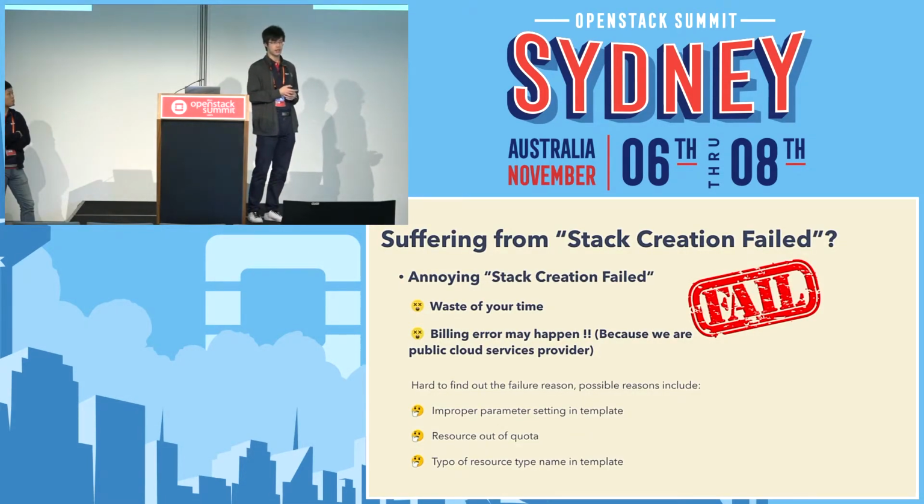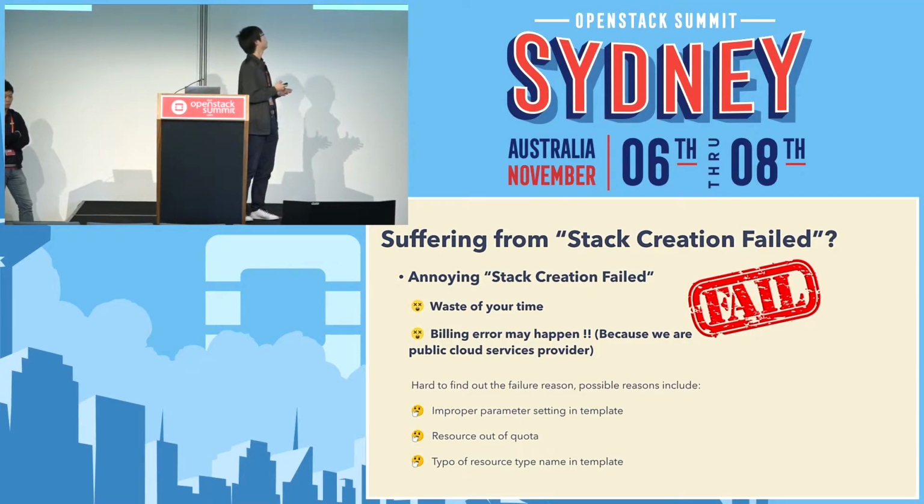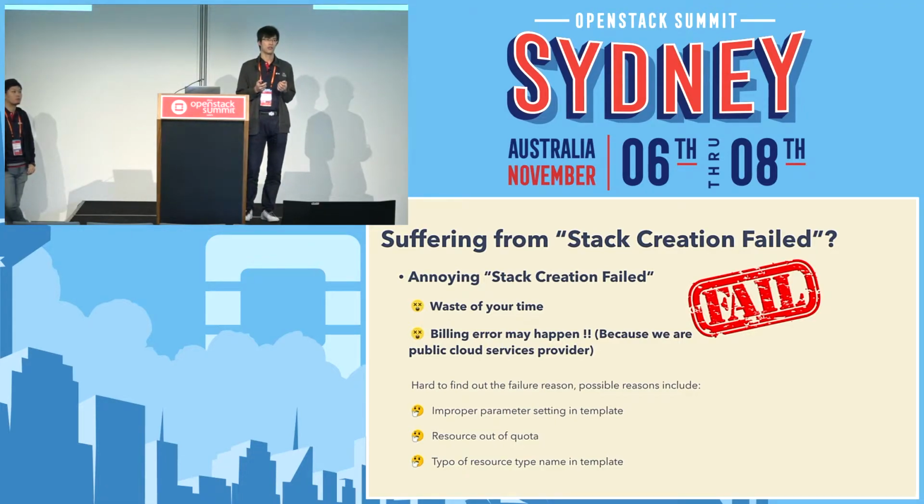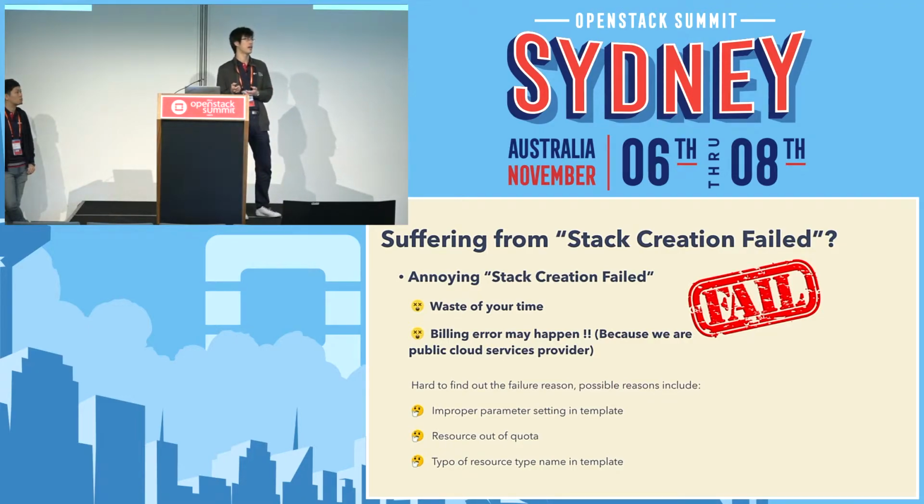The second problem is that we are suffering from stack creation failure errors. Maybe you have the same experience that annoying stack creation failures happen. It's a waste of time, and also for us, because we are public cloud providers, build errors will happen. That's very annoying because sometimes we create 3 Nova servers, and the first one may be created successfully, but the second one failed. The first one started building, and the customer will demand compensation because they didn't use the first one.